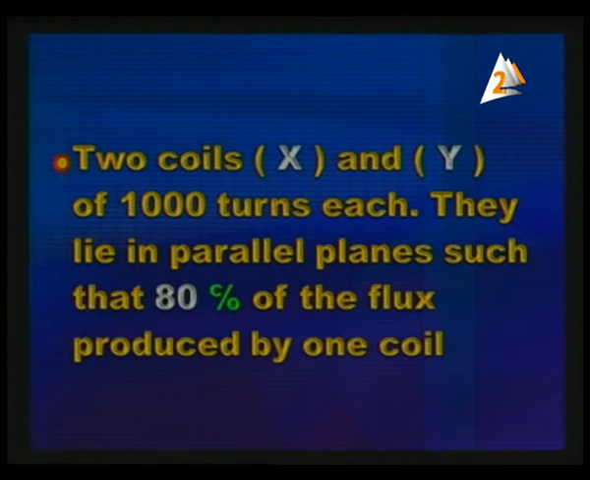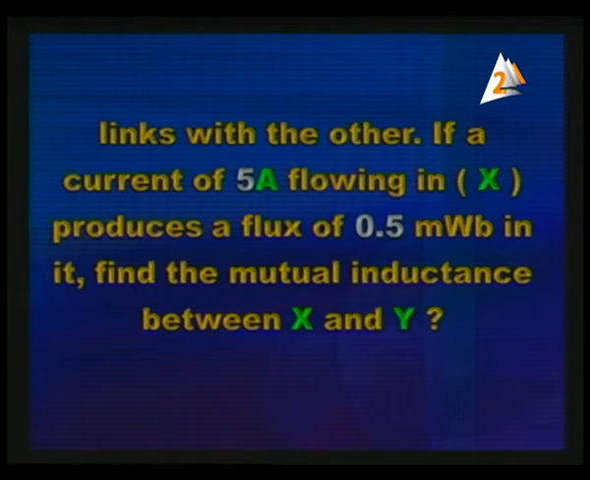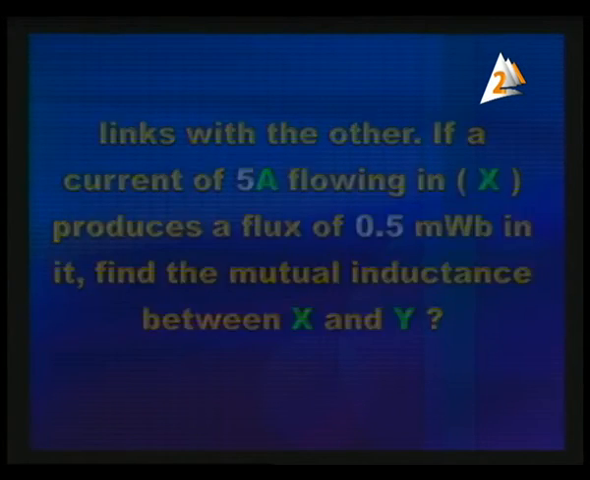Another problem: two coils X and Y of 1,000 turns each. So number of turns on each one of them is 1,000. They lie in parallel planes such that 80% of the flux produced by one coil links with the other coil. If a current of 5 amperes flowing in X produces a flux of 0.5 milliweber in it, find the mutual inductance between the two coils, between X and Y.